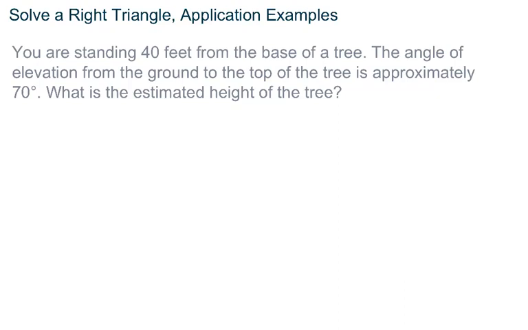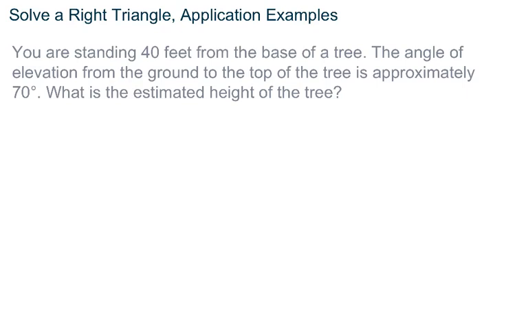Welcome back, friends. In this video, we're going to do two application examples where we talk about solving a right triangle. In this first example, imagine that you are standing 40 feet from the base of a tree. And we know that the angle of elevation from the ground to the top of the tree is approximately 70 degrees. We need to determine what the estimated height of the tree is.